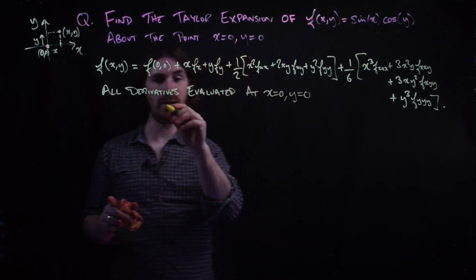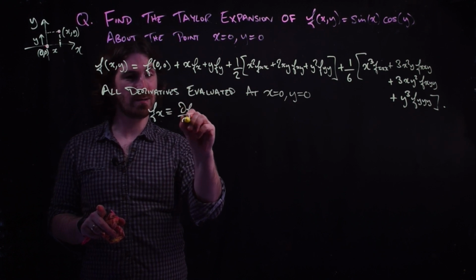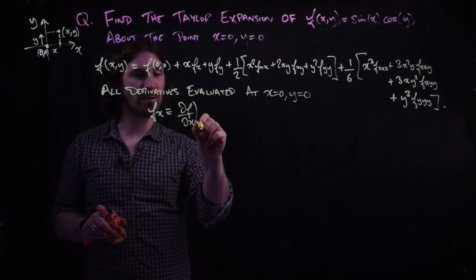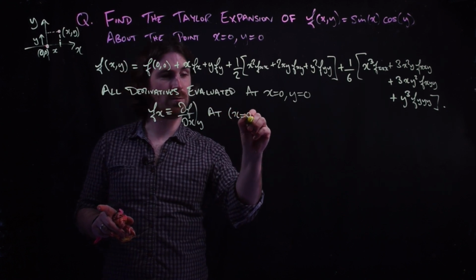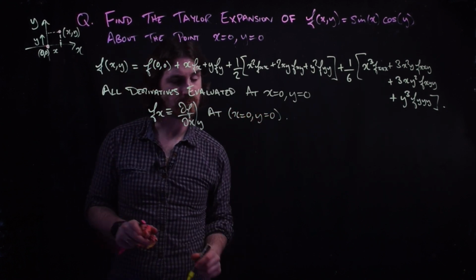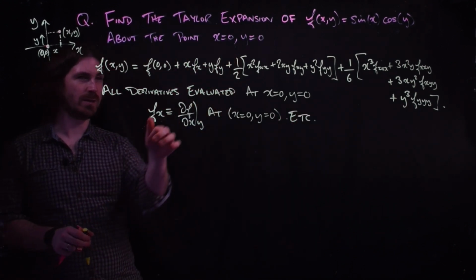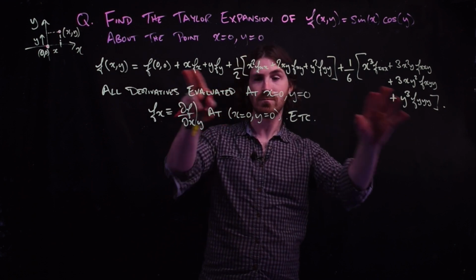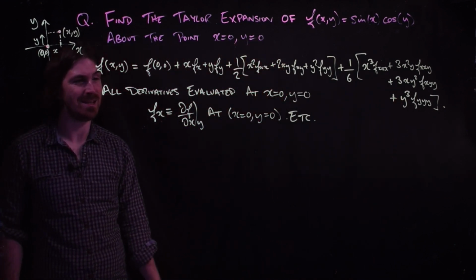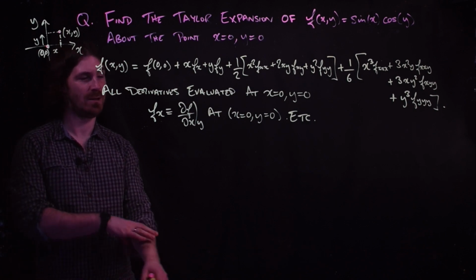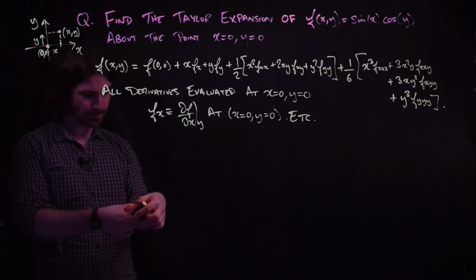What we mean is that when we write fx, this is df by dx holding y constant, at x equals 0, y equals 0, etc. So all we need to do is calculate all of these derivatives, which looks frankly hideous and tedious. So let's not do that. Let's think and see how we can simplify things.